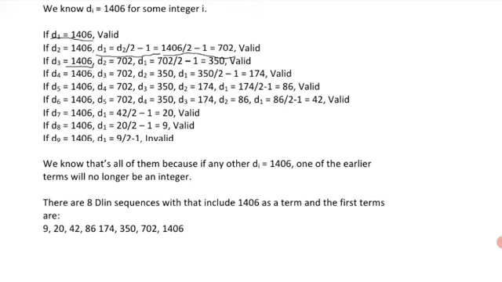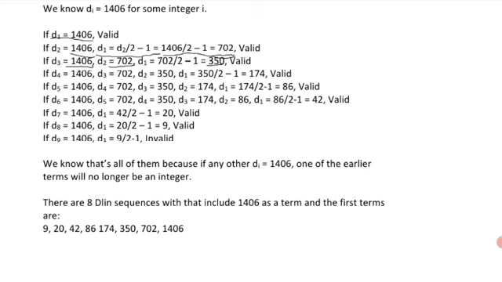Then to find the previous term, we again apply what we derived above. Now, this time, we have that a given term is 1406. The previous term is 702 because we already calculated in the line above, where one term is 1406 and the previous term was 702. So in this case, we know that d2 would be 702. And similarly, applying what we derived above to find the previous term, d1 is 702 divided by 2 minus 1, which is equal to 350. And this again is a valid d-lin sequence.